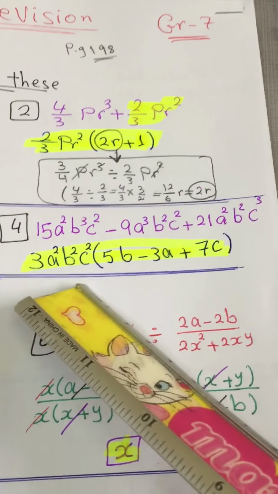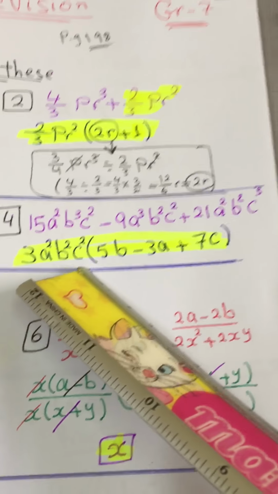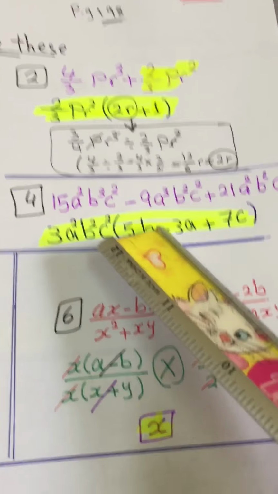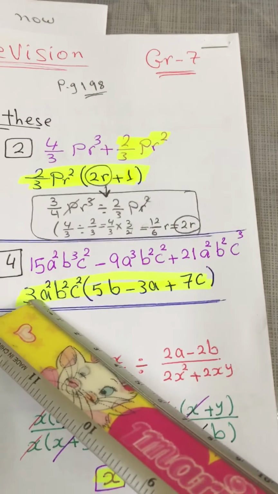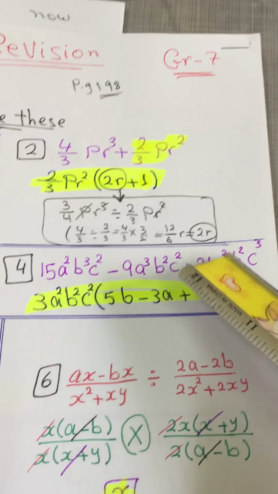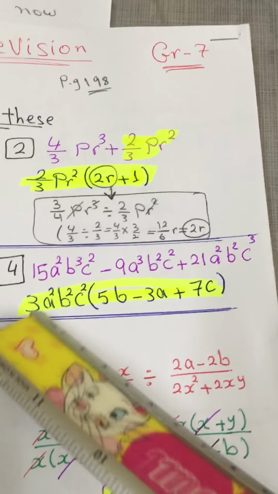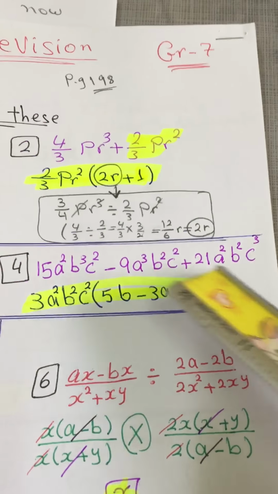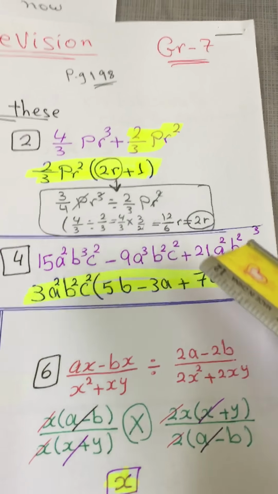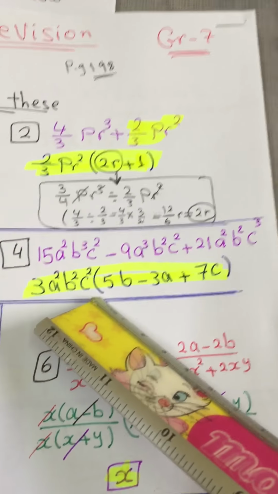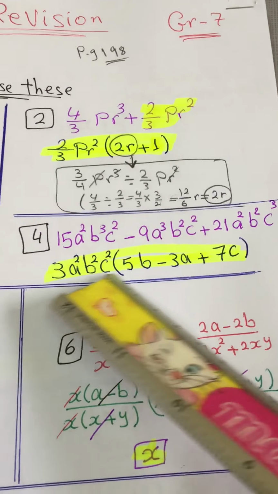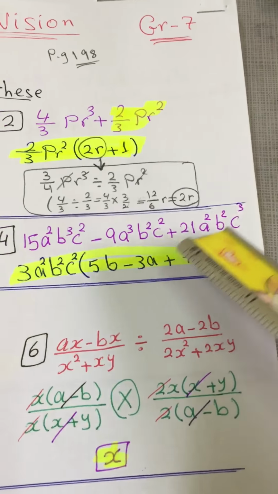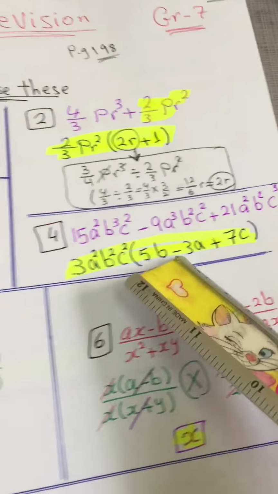b squared cancelled with b squared, c squared cancelled with c squared, gives me 1. No need to write 1 or to multiply by 1. Positive 21 divided by positive 3 equals positive 7. And then a squared cancelled with a squared gives me 1, b squared cancelled with b squared gives me 1. c cubed divided by c squared, minus the power, will be c. So this is the factorization for the 3 terms of this expression.